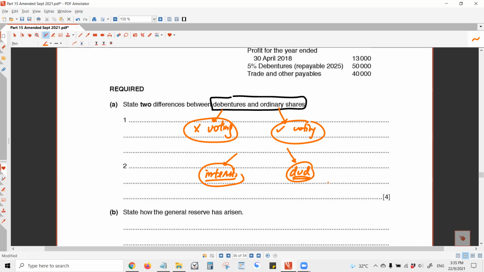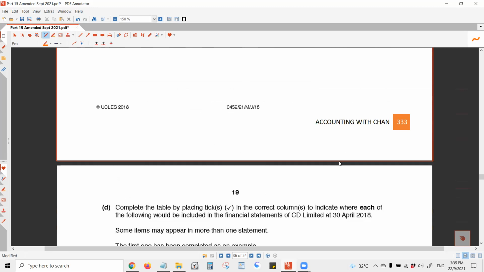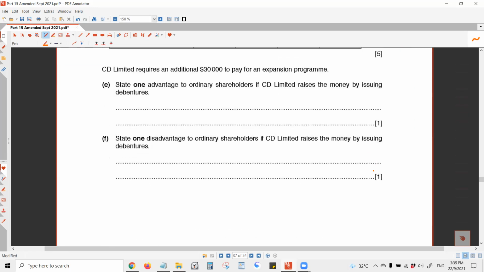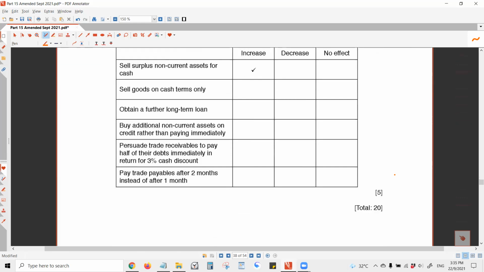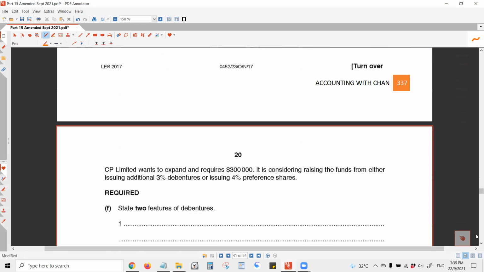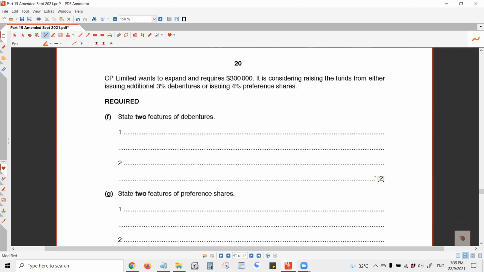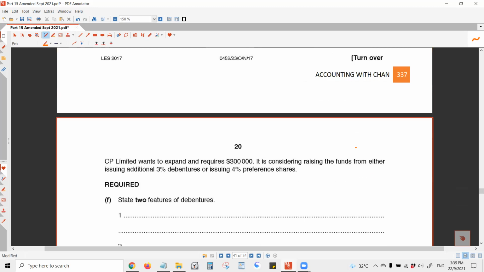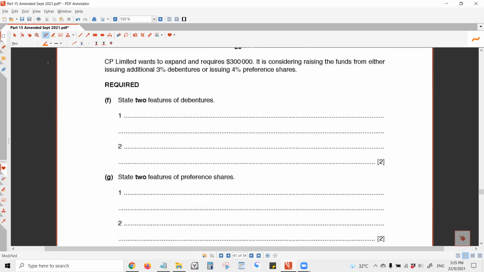You write on your own, when you are free. Then, the next kind of question, you see here, page 338. Question F, state two features of debentures. Features means qualities, which also means characteristics. That means you have to describe what debentures are and what the characteristics of debentures are.